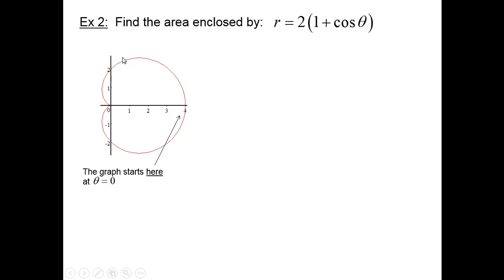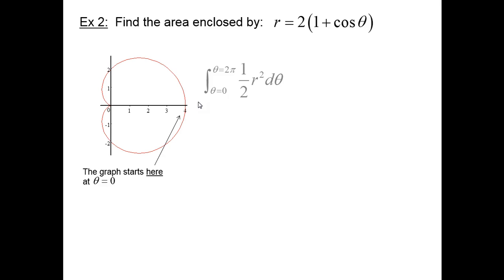At theta pi over 2, you would be here on the y-axis. At theta equals pi, you'd be at the origin. At theta equals 3 pi over 2, you'd be at -2. Actually, this really shouldn't be negative because we're talking about polar, but that's okay. And then at 2 pi would be back here. So this sweeps out from 0 to 2 pi. But to do the integral, we're going to integrate from 0 to 2 pi of 1/2 r squared d theta.